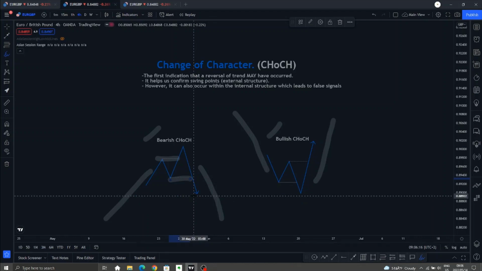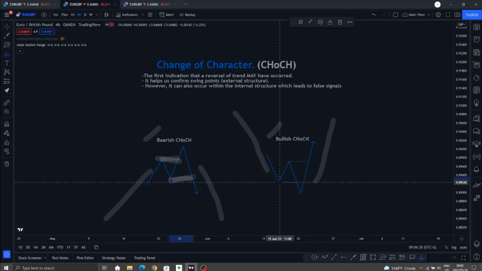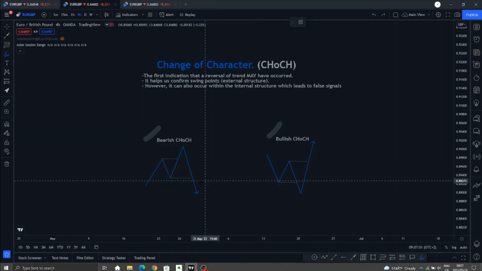But I found it a little bit easier to first identify a valid break of structure up, or your first break of structure to the upside, and then immediately followed by a break of structure to the downside. And then obviously the inverse is true for a bullish change of character. You first want to see a break of structure down, and then immediately followed by a break of structure to the upside.